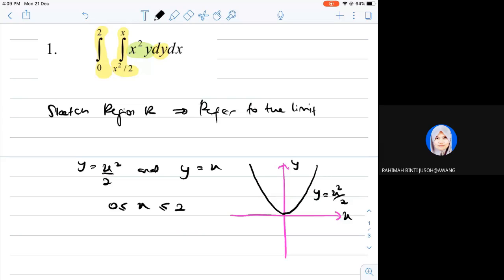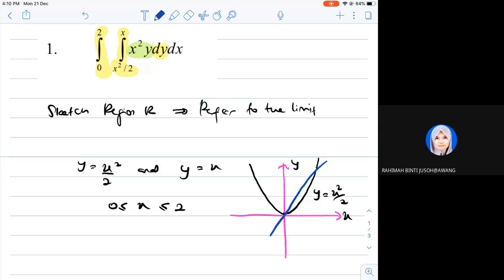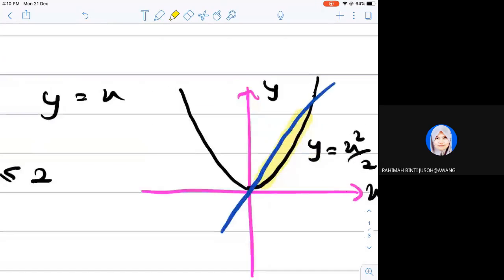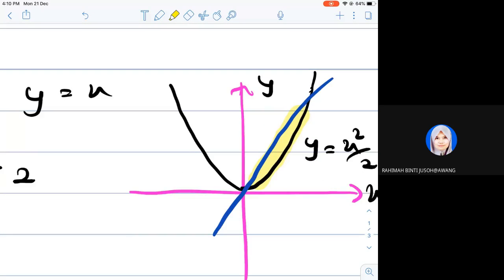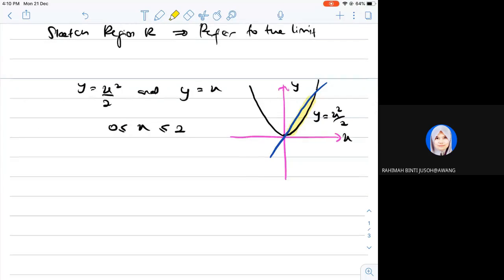Okay, next we have y equals to x. Straight line, yes. So we have this straight line. Therefore the region should be this. All right, so that's the region, the yellow color. All right, so now, x equals to 2. Where's the position of x equals to 2? Of course, we will have an intersection point here, right? We have x equals to 2.